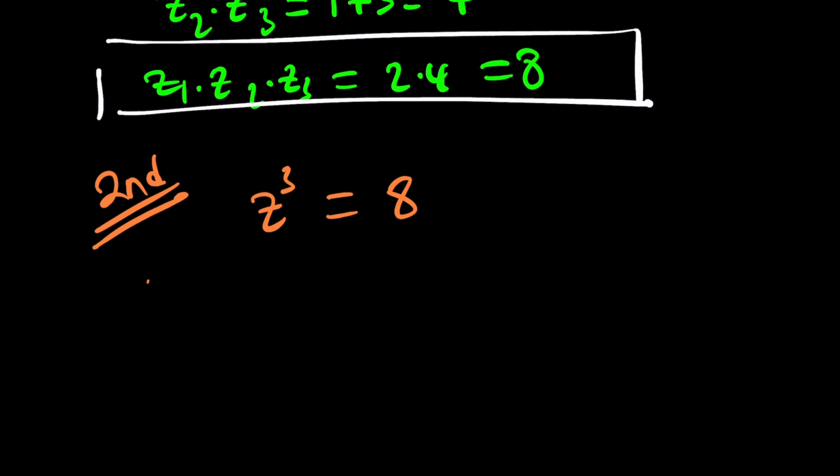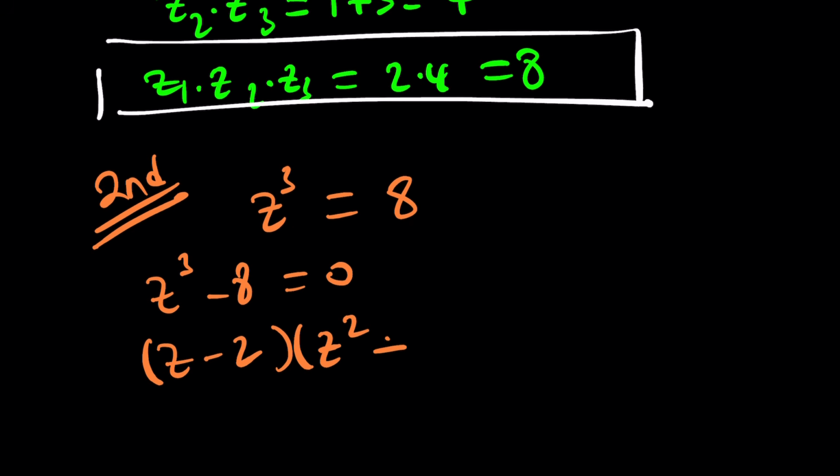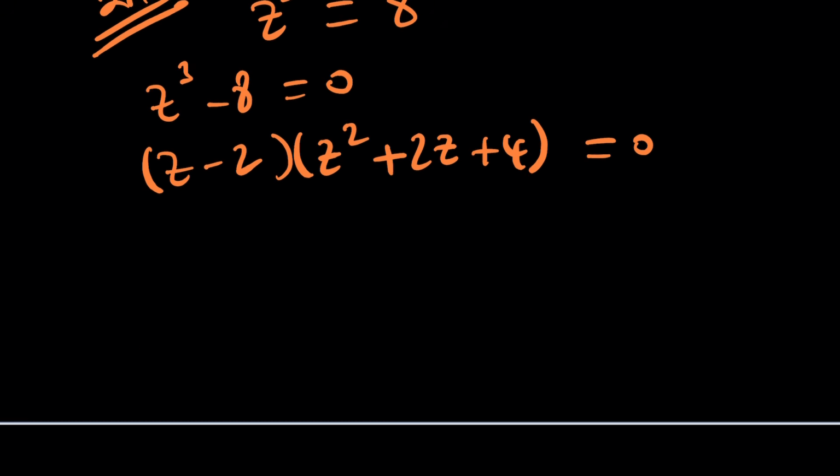I got this equation. Why not subtract 8 from both sides and then factor this using difference of two cubes, which is z minus 2, and then z squared plus 2z, that's the problem, plus 4 equals 0. And from here, what are you going to get? You're going to get z equals 2 as usual.